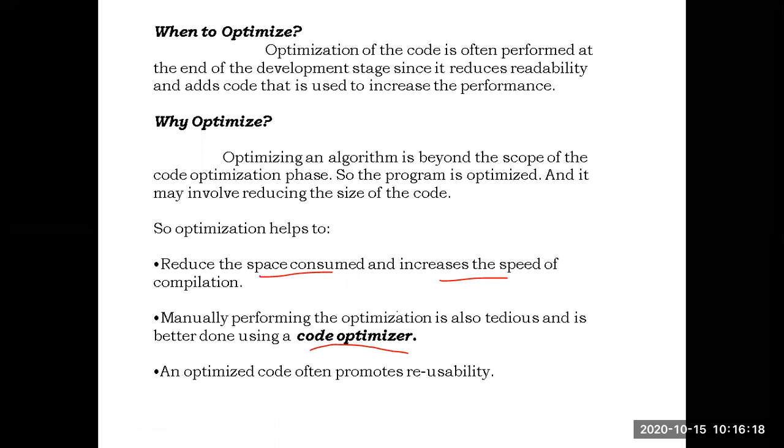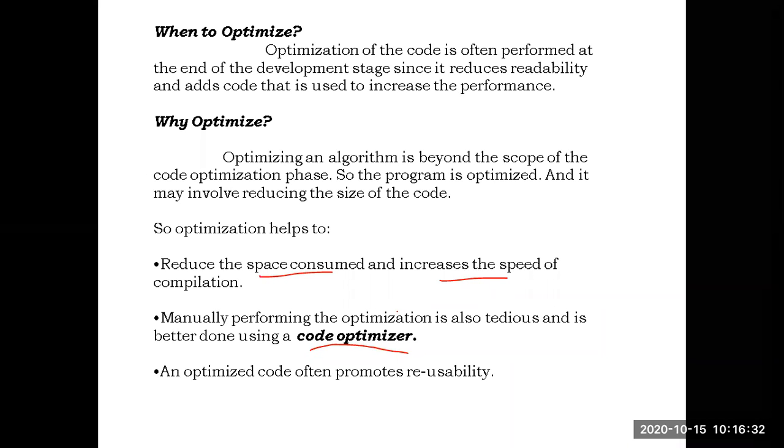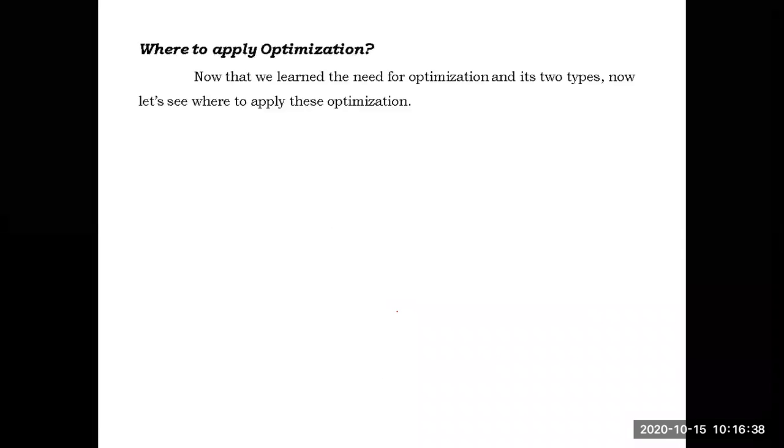And the optimized code often promotes reusability. By optimizing the code, it will improve the reusability of the existing variables. Even when we optimize the code, the reusability of the variables will be increased. Instead of using new variables every time, the reuse of existing variables will be increased with the help of this optimization. Clear?